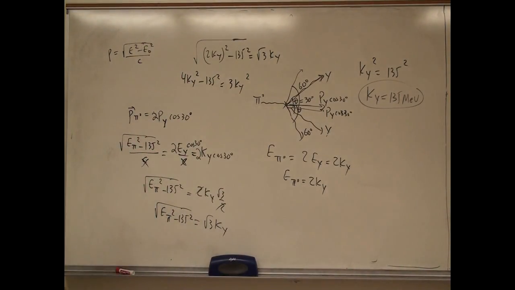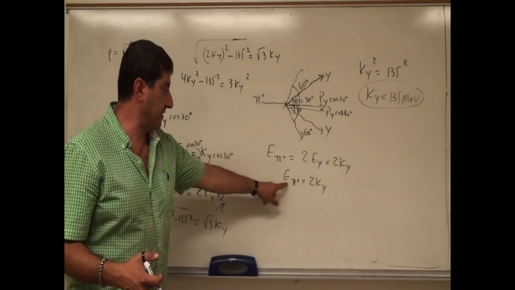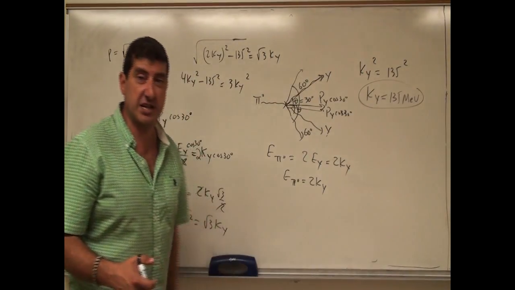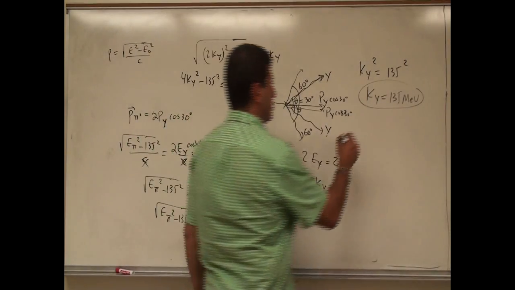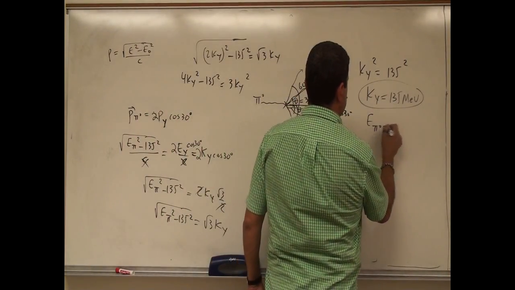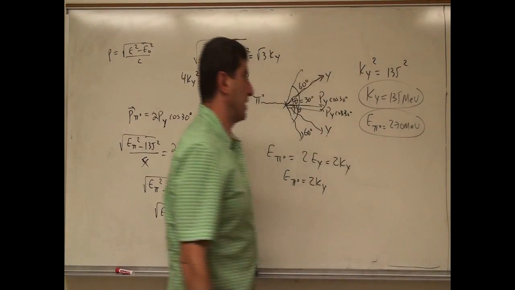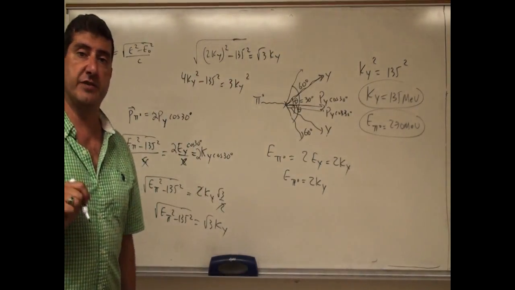Okay, now what's going to be the total energy of the pion? The total energy of the pion is going to be twice the kinetic energy of the gamma. So the total energy of the pion is going to be 270 mega electron volts. Okay? What's going to be the kinetic energy of the pion?